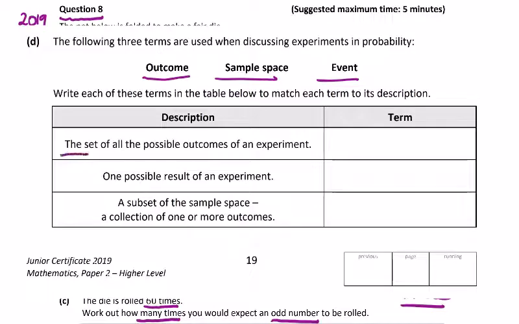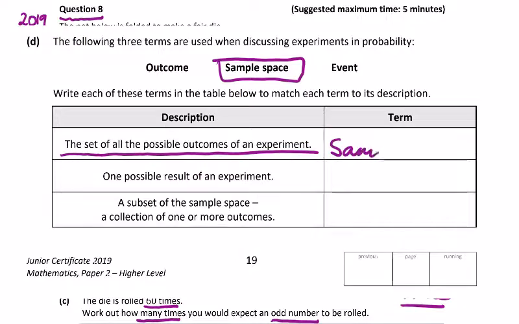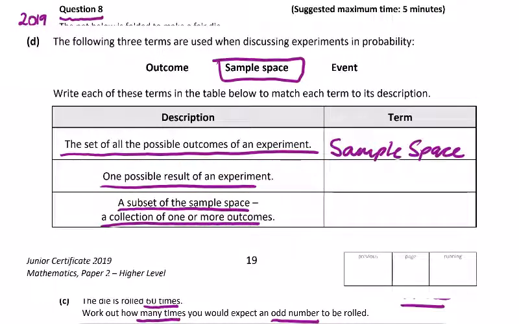So let's read it carefully. The set of all the possible outcomes. Well, that can't be the outcome. It can't be the event. It has to be the sample space. Sample space in here. One possible result, well, that would have to be an event or an outcome. And then a subset of the sample space, a collection or one or more outcomes.